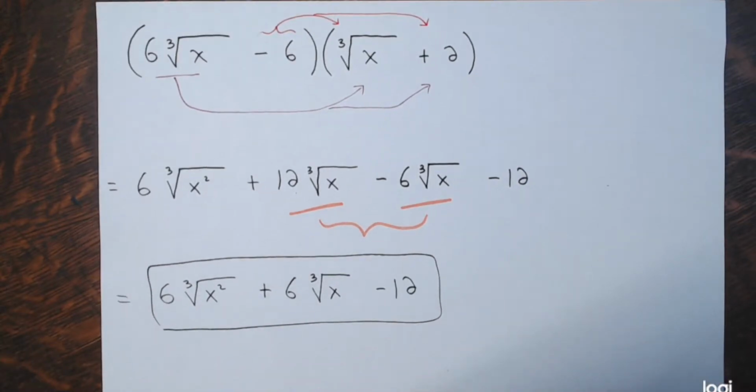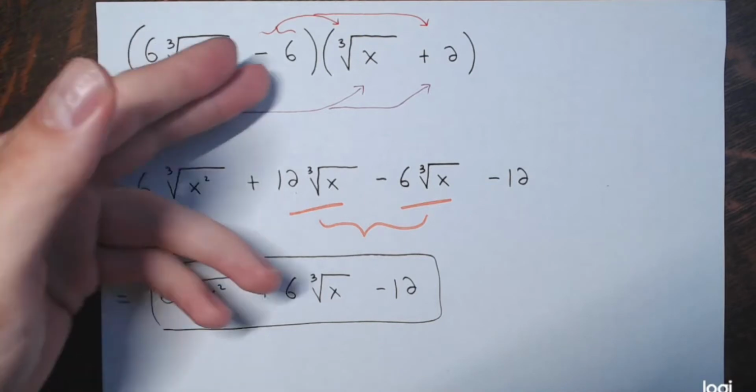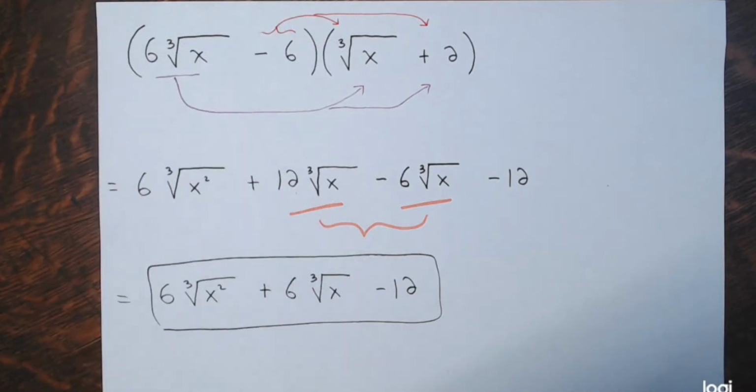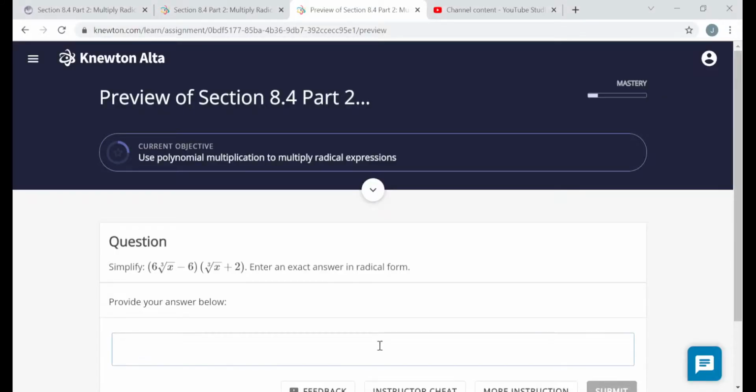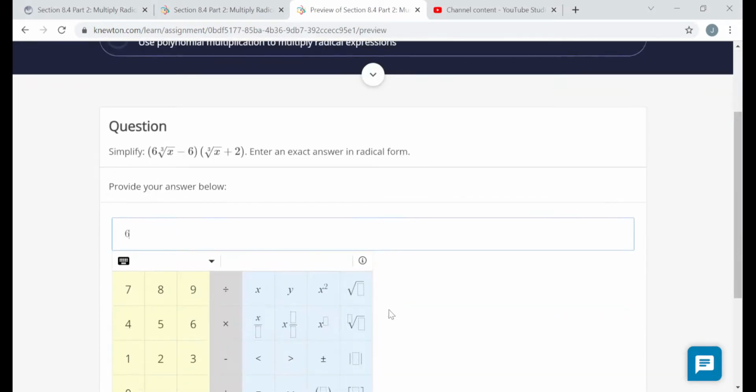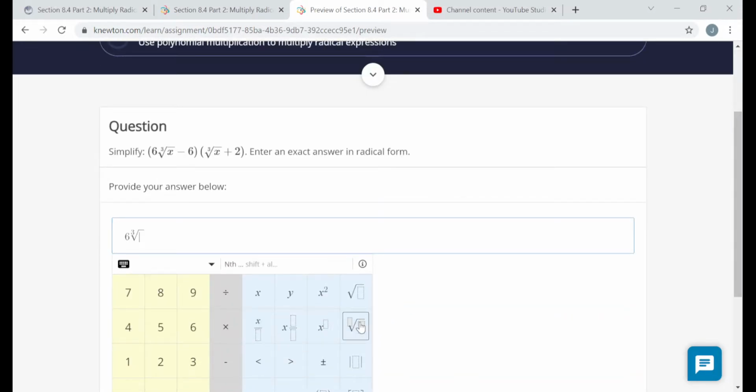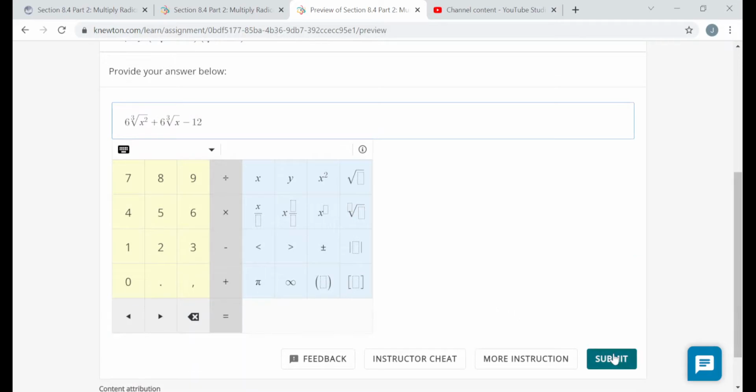And once again, if you want to test it out, just go ahead and replace x with whatever number you want. See if the value of the original expression is the same as the value of the final expression. I'll leave it to you to try some values if you wish. Alright, but our final result here is 6 times the cube root of x squared plus 6 times the cube root of x and then minus 12. That should be good.